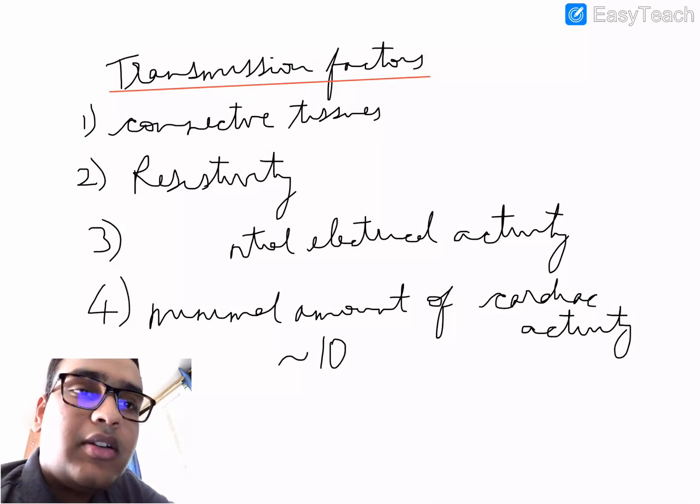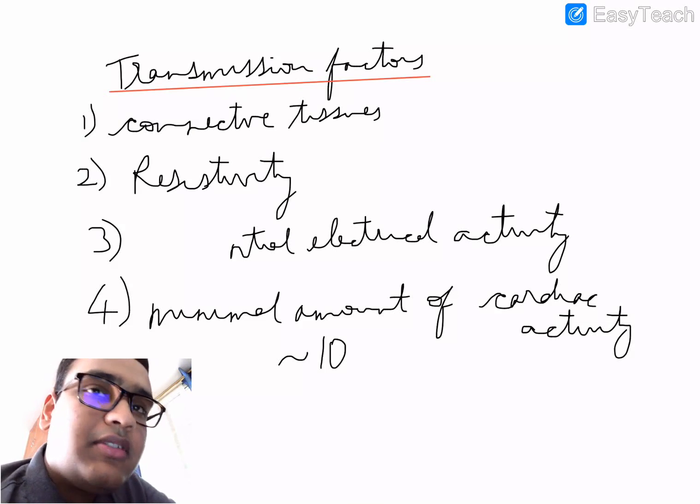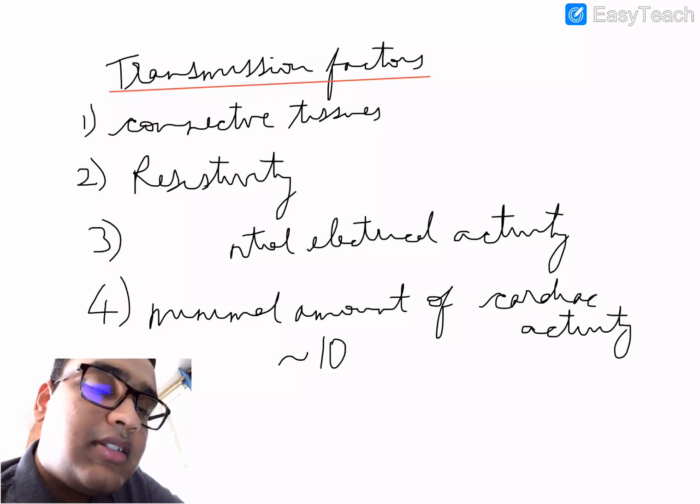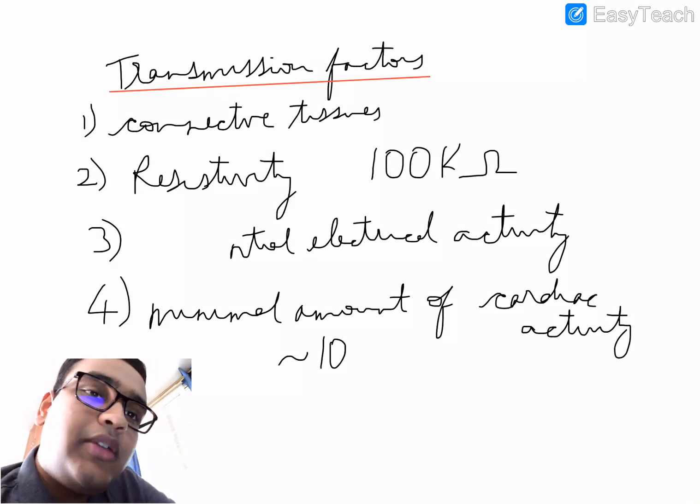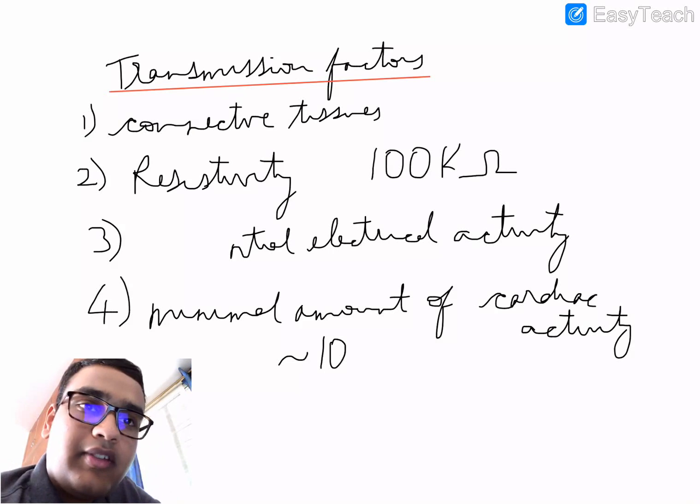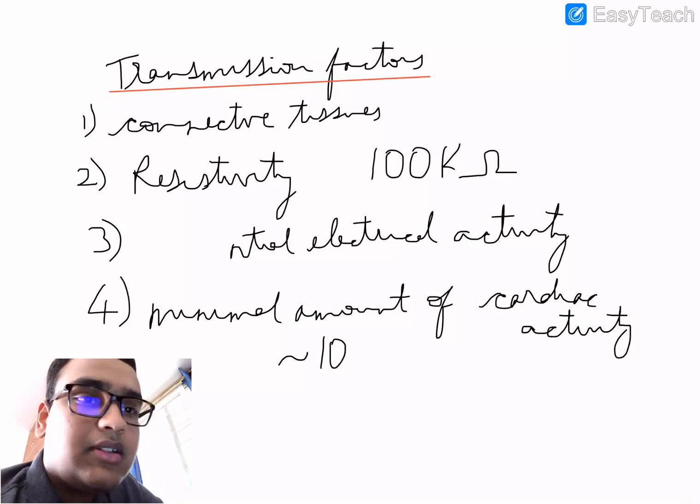So that is one thing. And then there's something called resistivity. So resistivity is nothing but resistance per meter square. So in humans, the resistance of the human body is around 100 kilo ohms. So this is quite a high resistance. So only 1% of the amplitude of electrical current which is generated within the heart is transmitted to the skin.